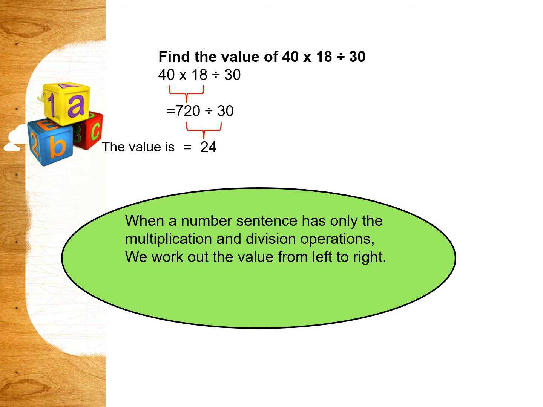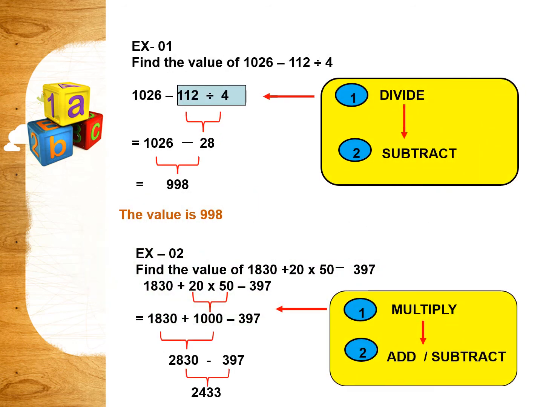Remember, when a number sentence has only multiplication and division operations, we work out the value from left to right. Okay children, let's see the next example.